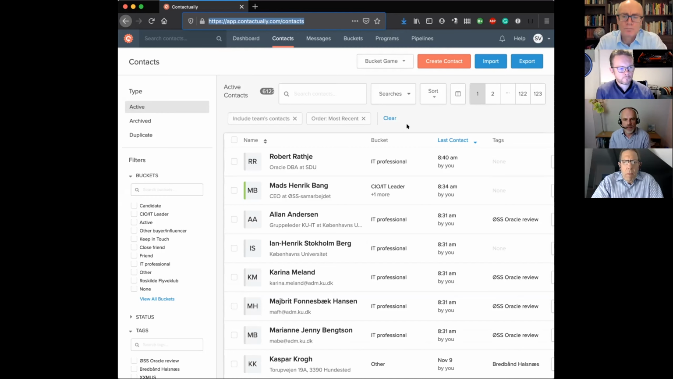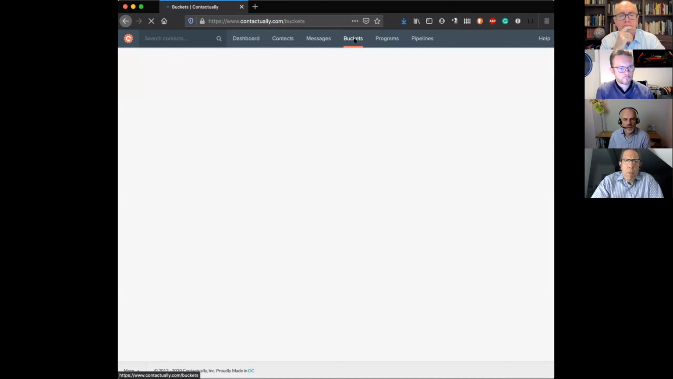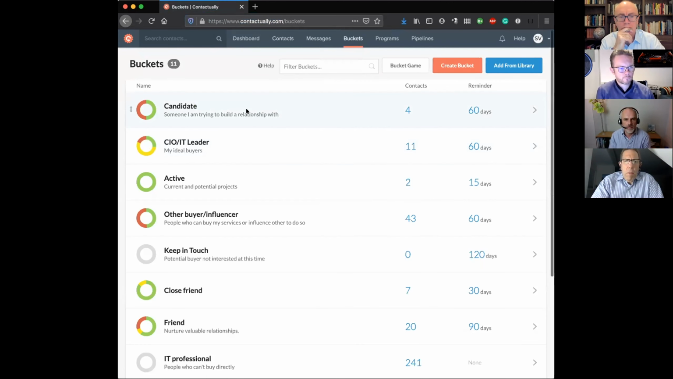One of the things I like about this piece of software is it has a form of grouping of my contacts in what it calls buckets. So if I look at my buckets, I can have different types of people. I have candidates, somebody I'm trying to work with. There are some specific buyers, there's some active prospects, and each of them have a reminder.